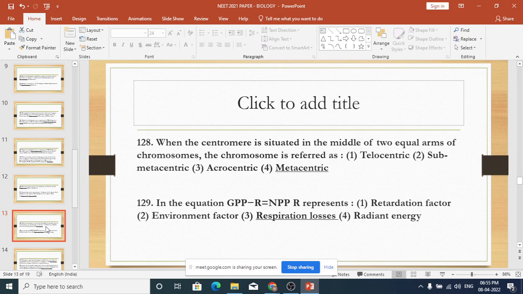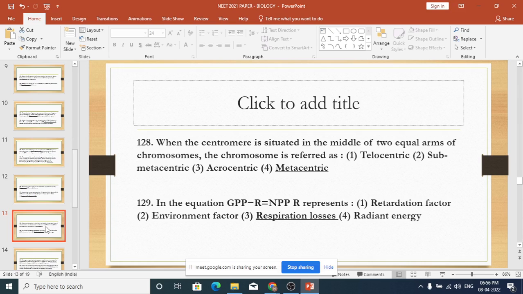128. When the centromere is situated in the middle of two equal arms of chromosomes, the chromosome is referred to as metacentric. I think this is 11th maybe. This is 10th, sir. 10th. So this is a 10th question. My God. Oh, interesting. Okay, next question.